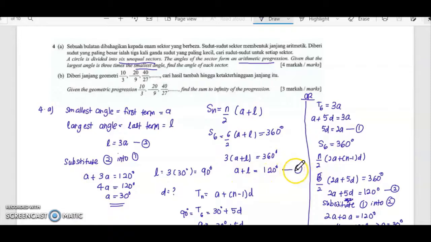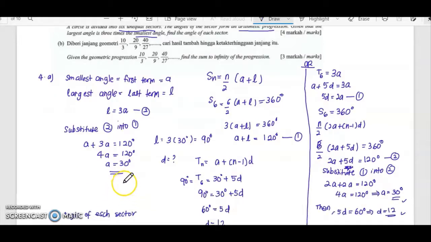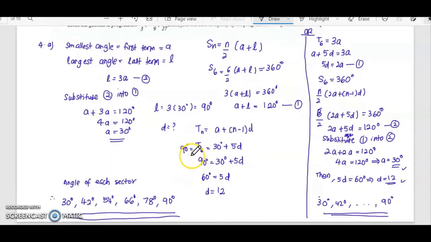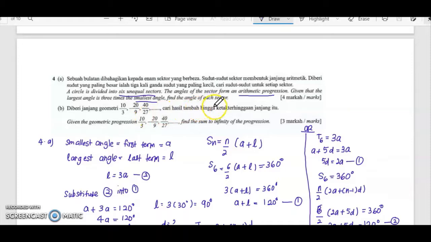That is for the first equation, and we have the second equation here. So we substitute equation 2 into equation 1. And then we get the value for A is equal to 30 degree. So once we get the value for A, 30 degree, we will also get the angle for the last term, which is equal to 90 degree. So how about D? In order to calculate D, kenapa nak dapatkan value D? Because the question minta you untuk senaraikan all the angles of each sector.